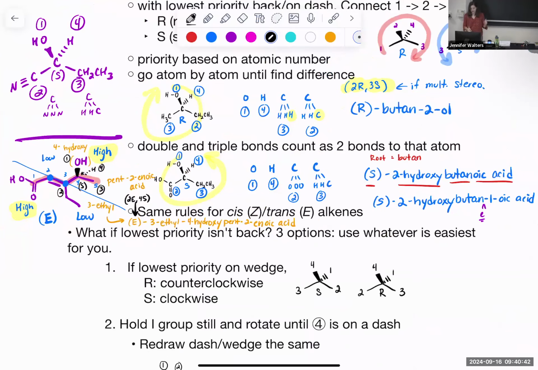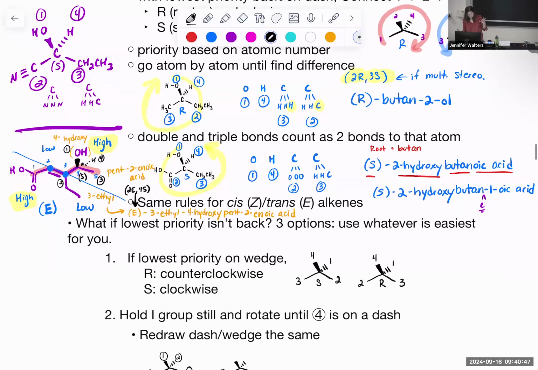So what if our lowest priority isn't on the dash? What do I do then? Well, we have a couple of different options. And I want you to do whatever actually works for you. Do whichever strategy gets you to the correct answer, that's the one to do. These are all equally good. So just take whatever one gets you to the right answer.